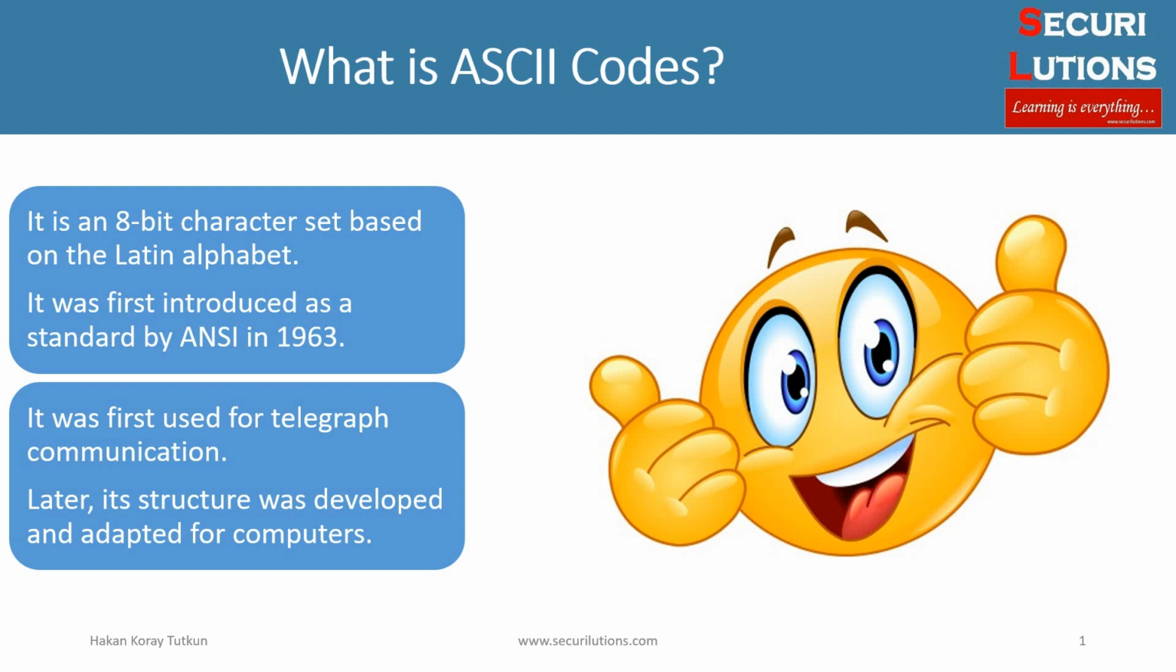IBM included support for this ASCII code in the hardware of its first personal computer. The operating system of this model, MS-DOS, also used this extended ASCII code. After that, almost all computer systems used the ASCII code to represent characters and text.